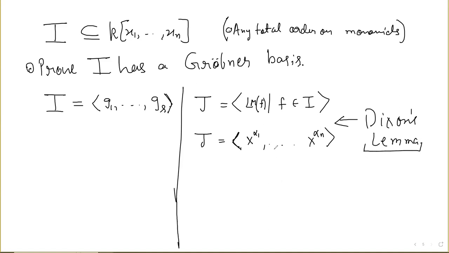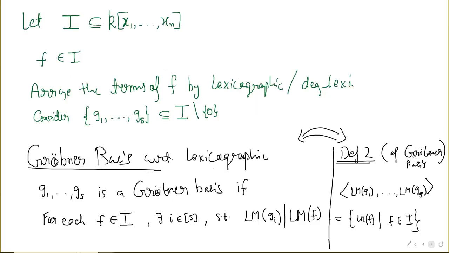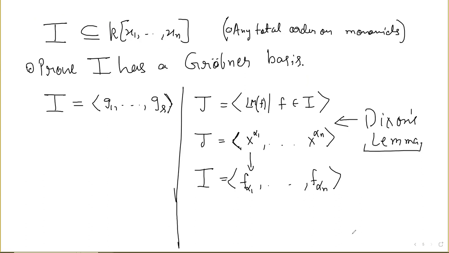So then you are done, because I will be generated by the corresponding polynomials. This will correspond to some polynomials, F alpha one and so on, and of course this will generate I. And this will be a Grobner basis by definition two. Nice. You see how the second definition makes this particular point more transparent.